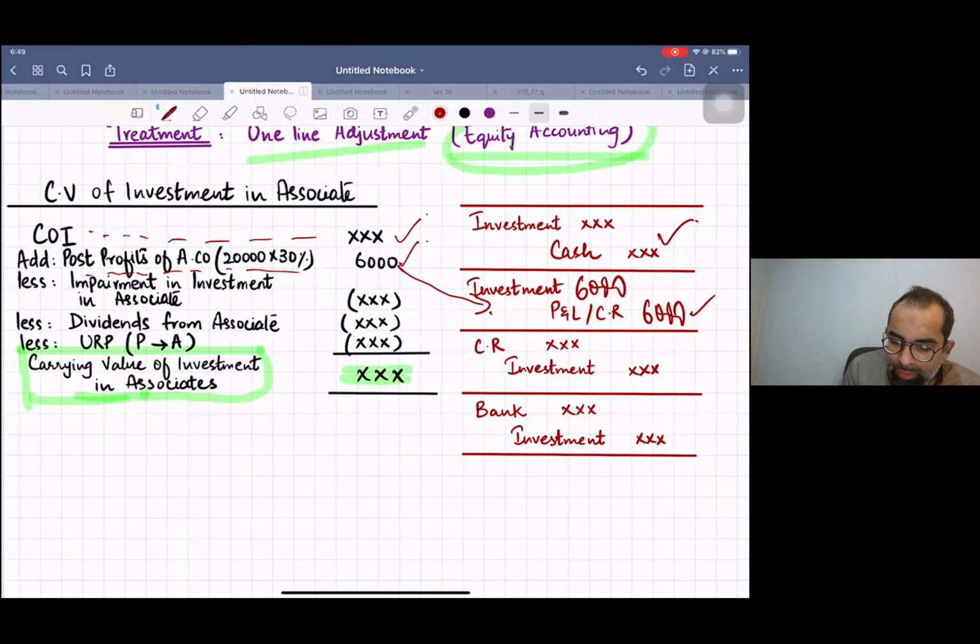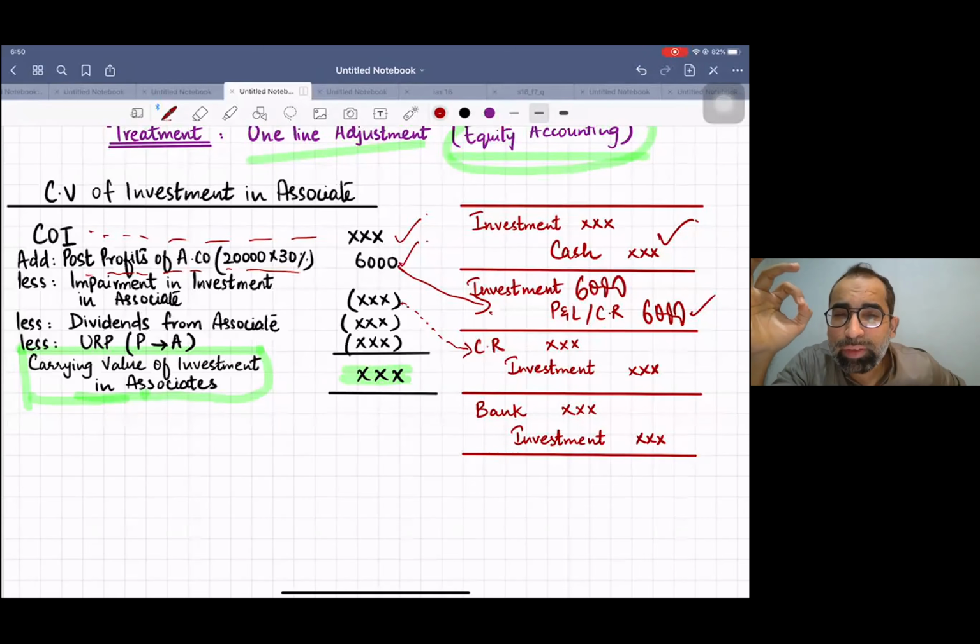Now, third thing, few things reduce the investment. And what are those? Number one is impairment. What happens sometimes? Because of losses, the value of this associate company goes down. When the value of the associate company goes down, automatically the value of our investment will also go down. So we'll reduce this investment, and we'll make the entry: debit CR and credit investment in associate.